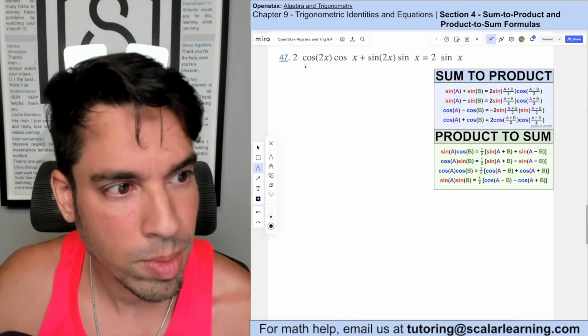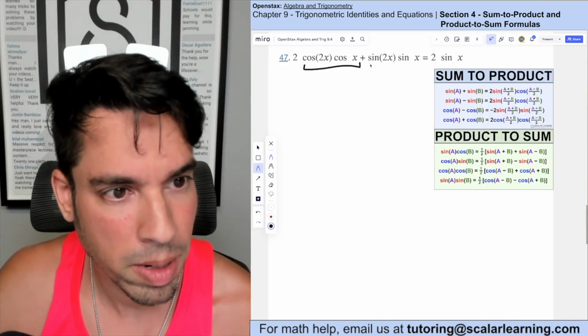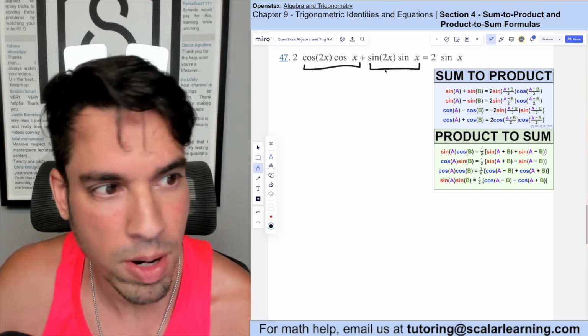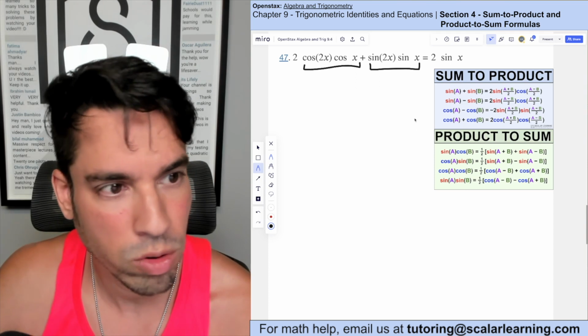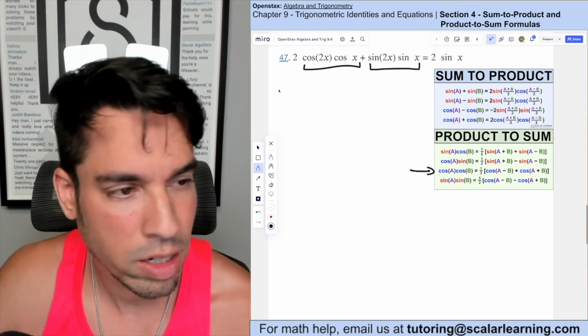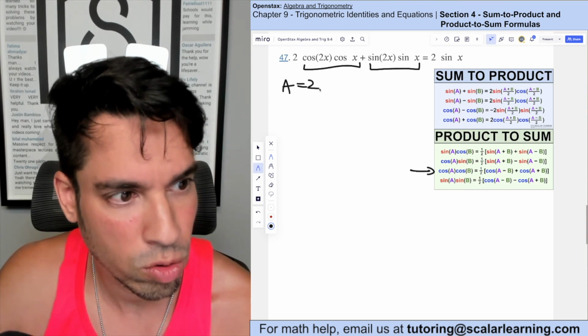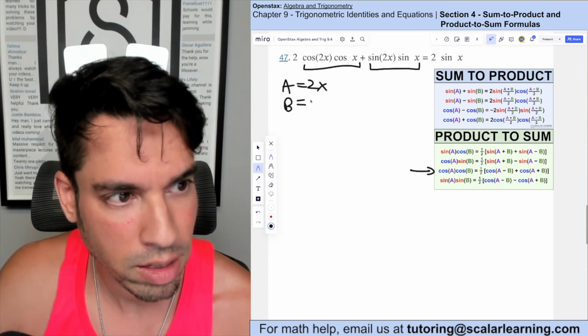So for this one, I'm going to turn product into sum. We're going to see if we somehow end up with this. First of all, for this piece, it's cosine cosine, so that is right here. Then I'm going to say A is 2x, B is x. Okay, let's see what we get.